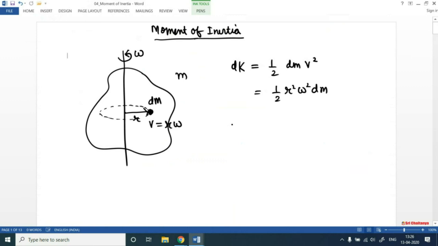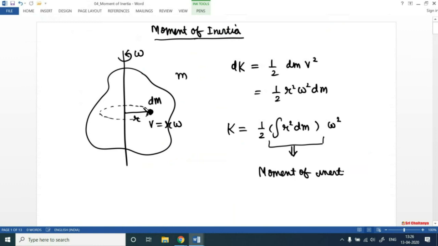If we wish to find the total kinetic energy, we need to integrate this term, and this becomes half, integral of r square dm, multiplied with omega square. So to find the kinetic energy of this rigid body undergoing fixed axis rotation, we need to find this quantity, the integral of r squared dm over the volume of the rigid body.